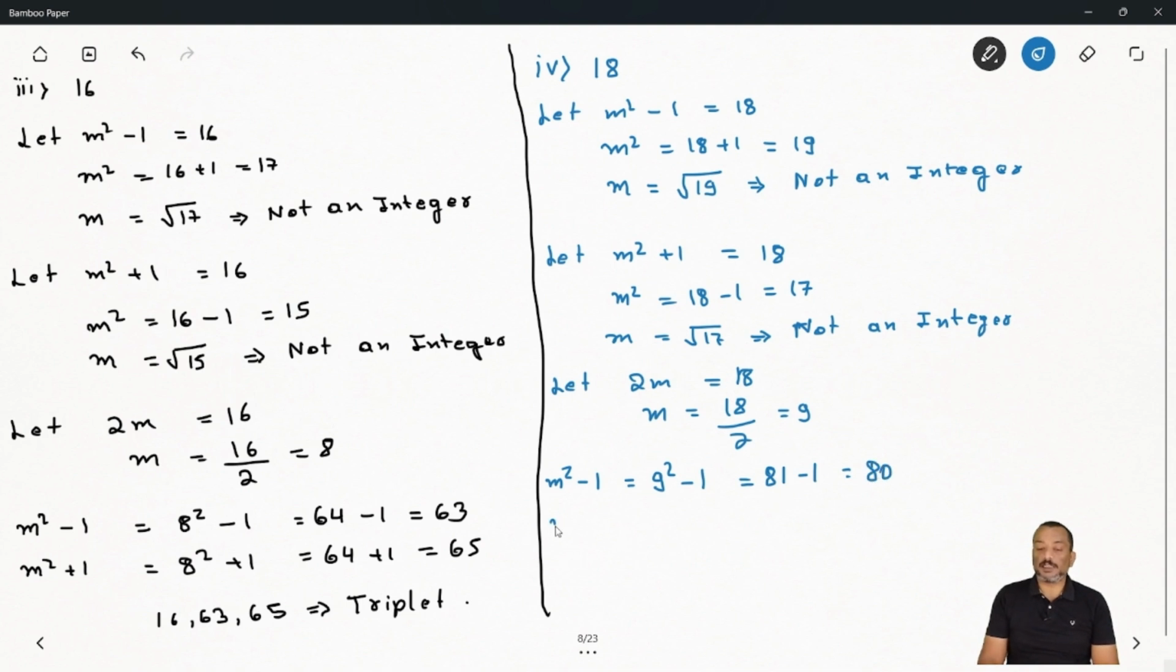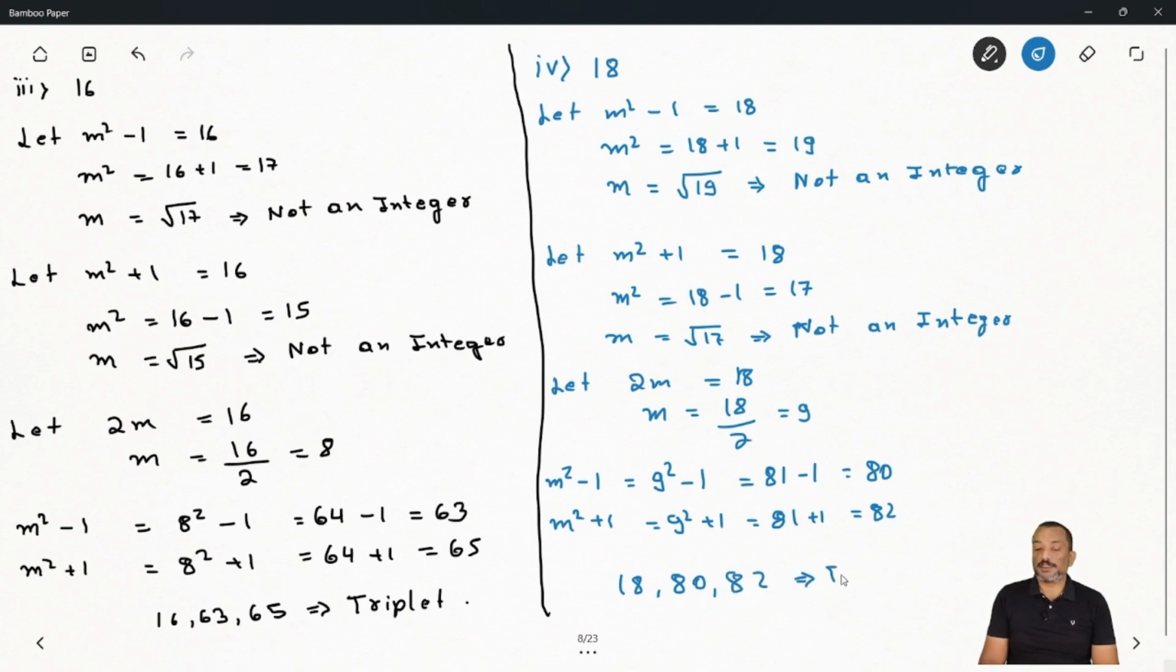Same way you can find the other. So m square plus 1, you will get 9 square plus 1, 81 plus 1. So you will get 82. So now you can say here 18, 80 and 82 are your triplets.